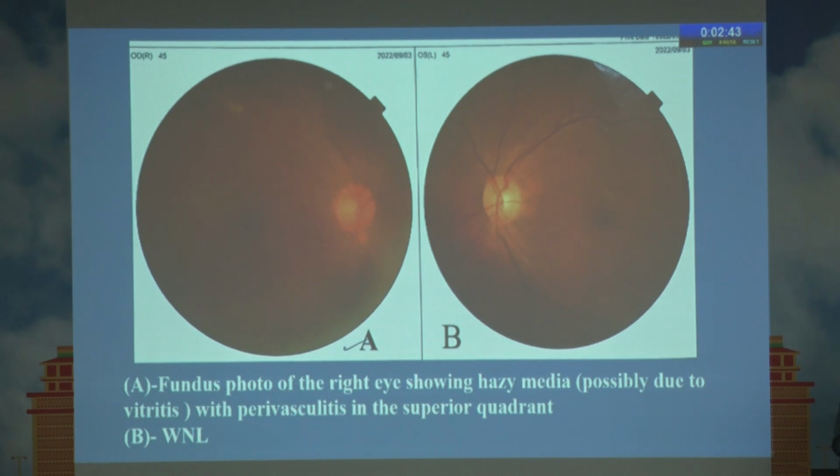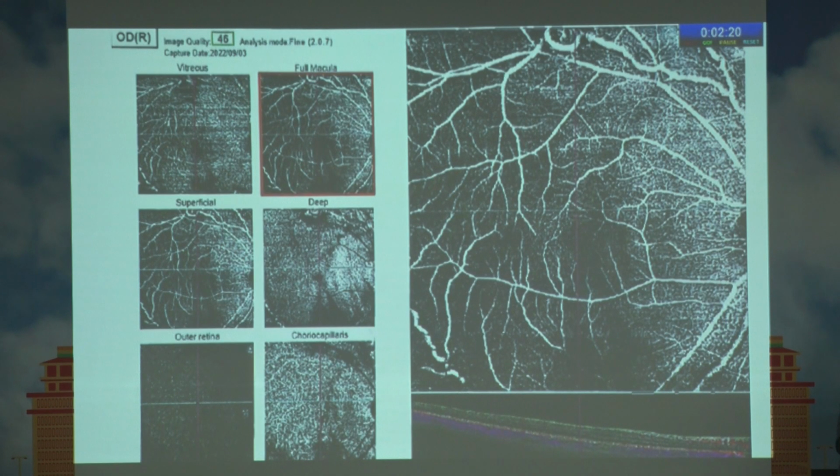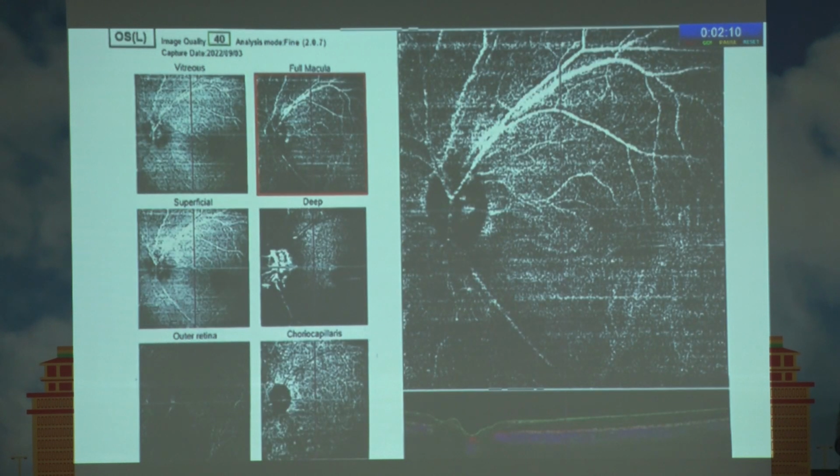This is the fundus photo of the right eye showing hazy media with perivasculitis type of features in the superior quadrant. The left eye appeared to be within normal limits. This is the OCT of the right eye. The media was very hazy, but we did see that the retina was thickened with an average thickness of 327.7 microns. This is the OCT angiography of the right eye, where we can see a mildly distorted foveal avascular zone along with a mild venous dilatation present superiorly. Left eye OCT angiography appeared to be within normal limits.